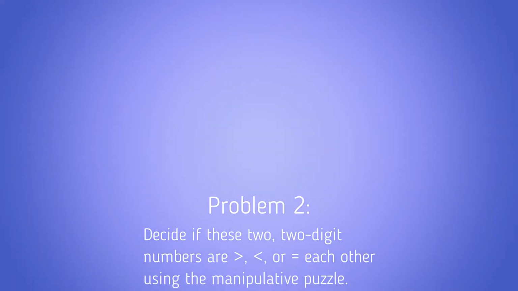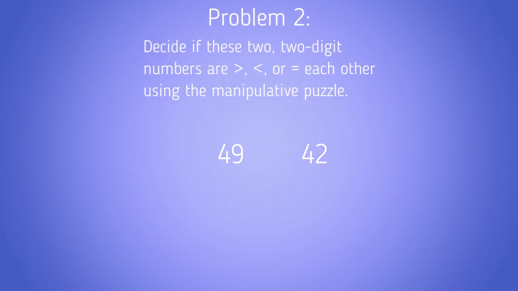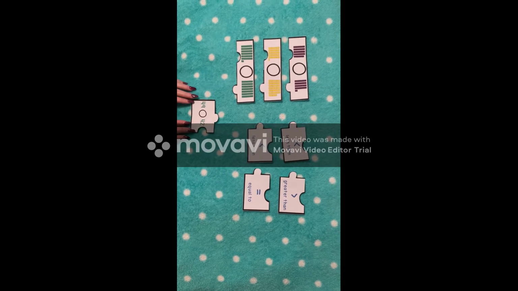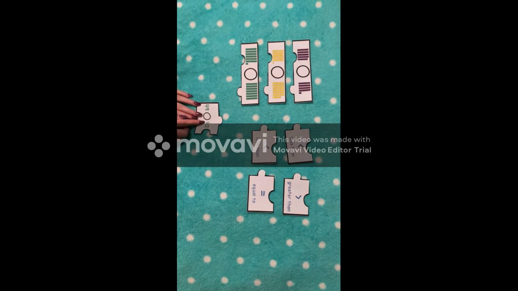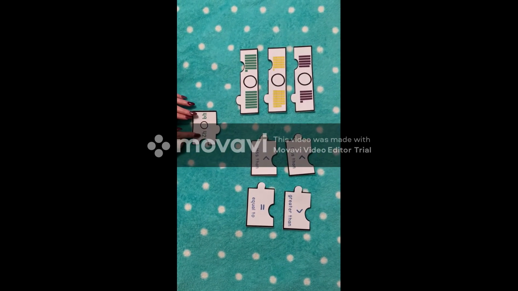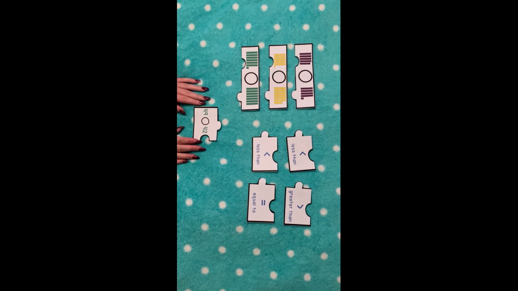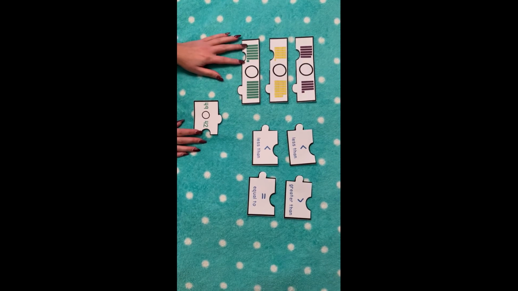Problem 2. Decide if these two-digit numbers are greater than, less than, or equal to each other using the puzzle pieces: 49 and 42. For problem number 2, we have the numbers 49 and 42. We're going to do the exact same thing and find the matching puzzle pieces. Let's begin with the rods and singles.